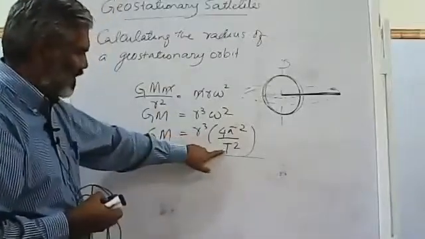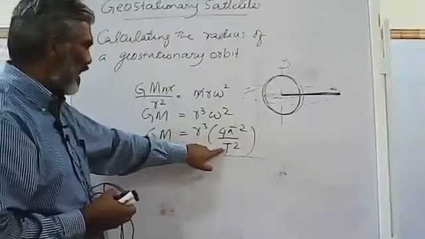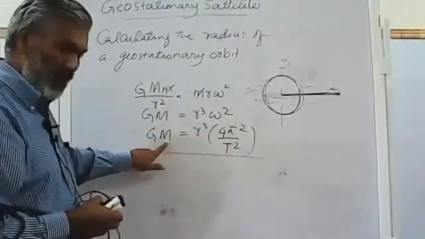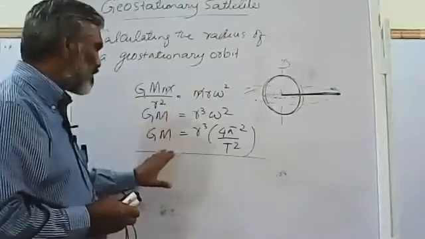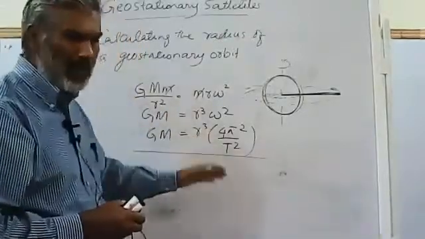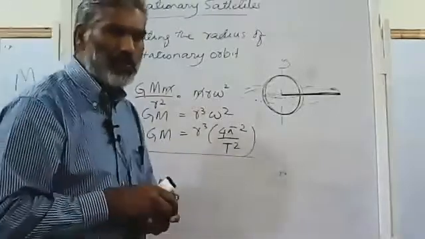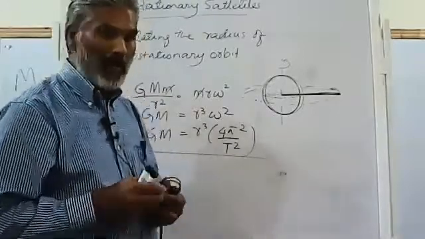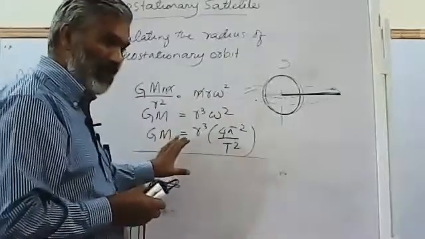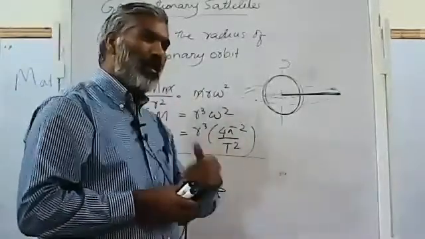We know that T is 24 hours expressed in seconds. So we know it. We know the value of G. We know the value of mass of the Earth. So using these values, we can calculate the value of the radius of the orbit, which will be of the order of 10 raised to the power 7 meter. So with this, we complete our discussion of gravitation.